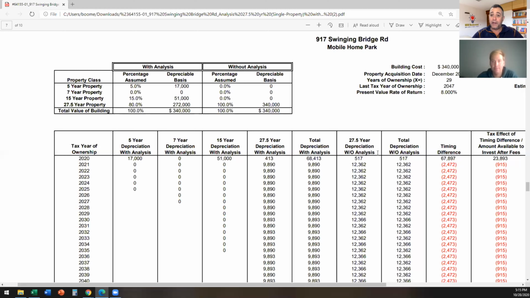Now, Boomer, I got a question. I noticed that you said building costs $340,000. Now, in reality, as far as I look at it, we don't have any buildings over there.